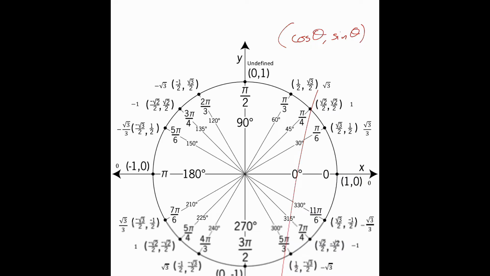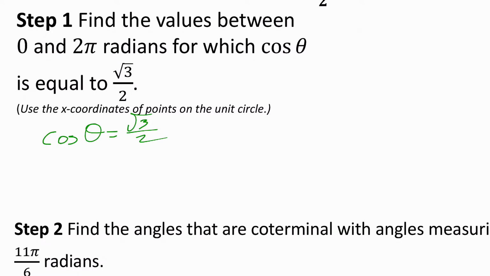Sorry, I accidentally had a line that I drew there as I was zooming in. So we're looking for where the inverse cosine of the square root of 3 over 2. We're looking for where cosine is equal to the square root of 3 over 2. We've got two options. One's right here, and one's right here. So we've got pi over 6 and 11 pi over 6. Let's jot that down. So two answers, again, pi over 6 and 11 pi over 6.